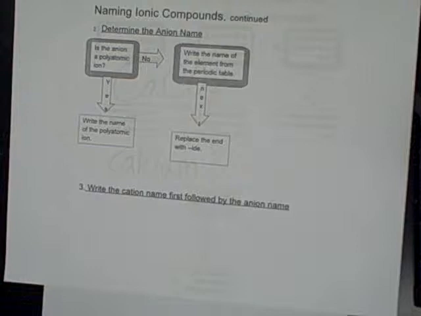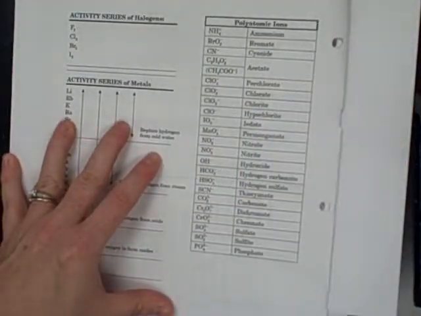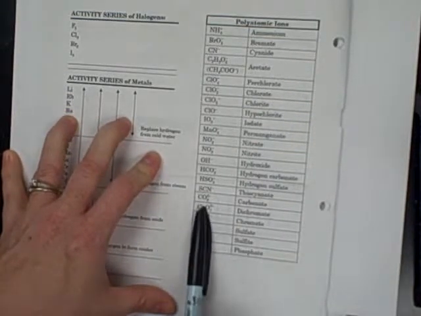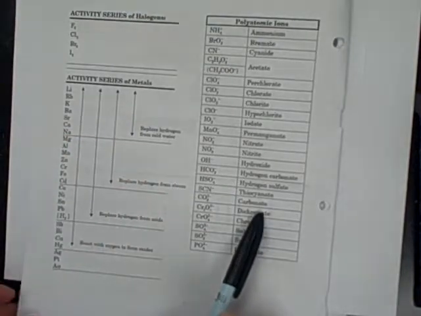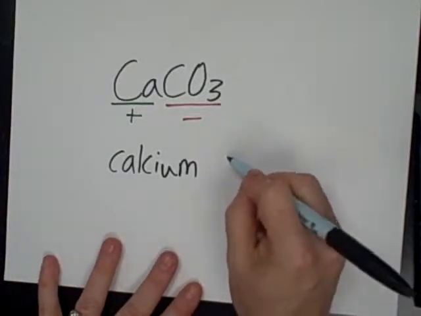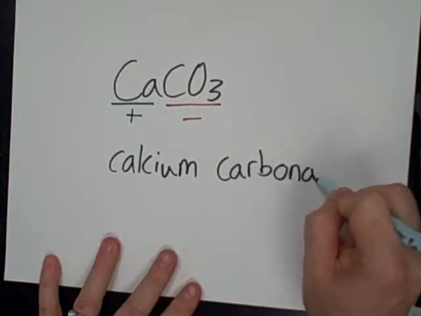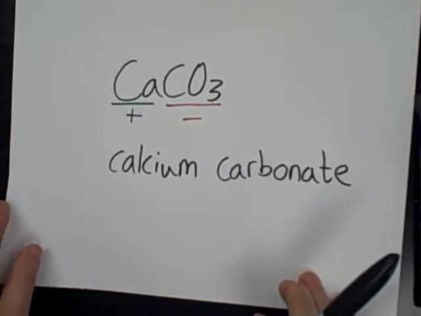So now you're going to look on your polyatomic ion list. If you don't have one, you should be able to find one in your textbook. So the polyatomic ion list shows CO3, 2 negative ion charge, and gives us the name carbonate. So that means calcium carbonate is the name of our compound. First name, last name, calcium carbonate.